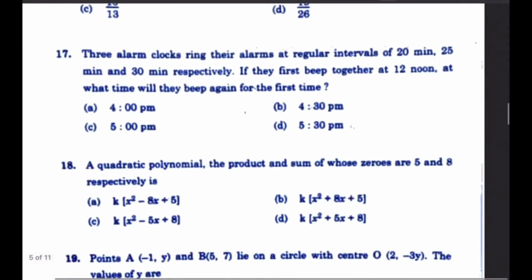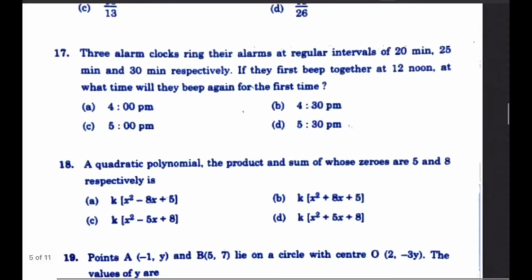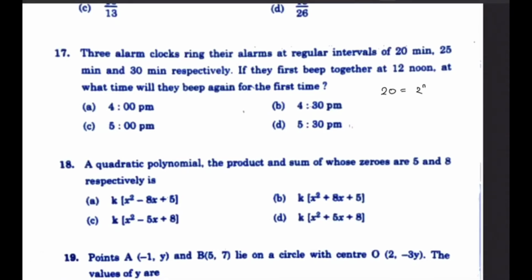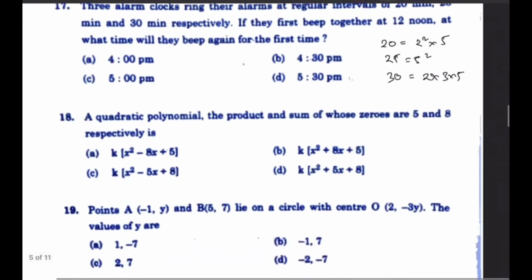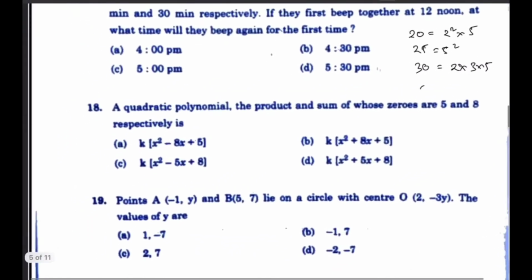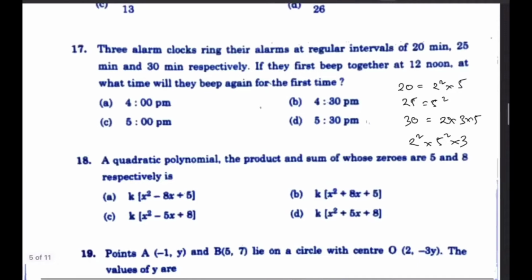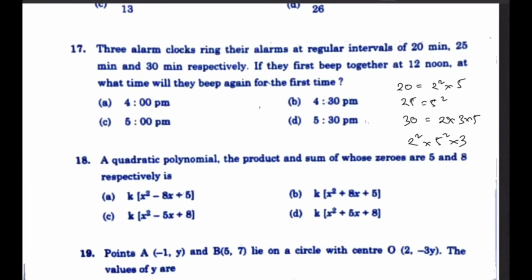3 alarm clocks ring their alarms at 20, 25 and 30 minutes. If they first beep together at 12 noon, how many minutes after 12 noon are they going to beep together? That is basically the LCM of 20, 25 and 30. So 20 is 2 square into 5, 25 is 5 square, 30 is 2 into 3 into 5. So what we want is the LCM, 2 square into 5 square into 3. So 75 times 4, 300. 300 minutes is 5 hours, so your answer is 5 p.m.